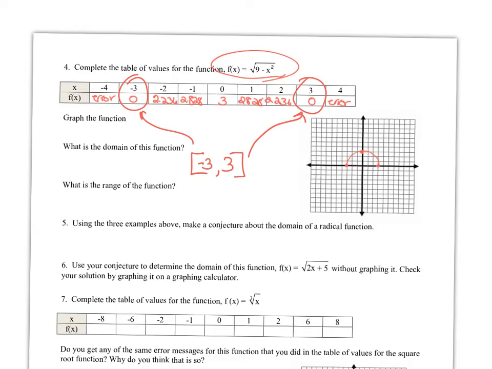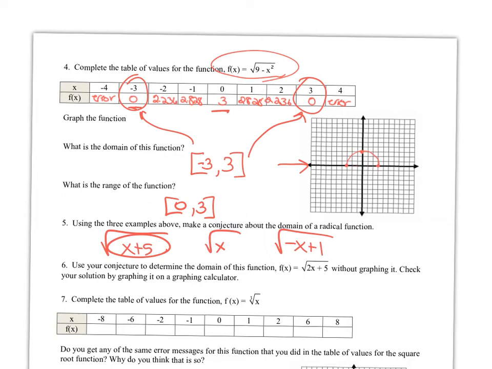What is the range of the function? Notice your lowest is at 0, so it's right here. Your highest is at 3. And then in question 5, 6, and, okay, 7 we're going to definitely pick up tomorrow. 5, it says, using the 3 examples above, make a conjecture about the domain. The easiest way to know what your domain is without looking at your calculator, no matter what is underneath here, whether it's x plus 5, whether it's just x, whether it's -x plus 1, you set that greater than or equal to 0 and solve.